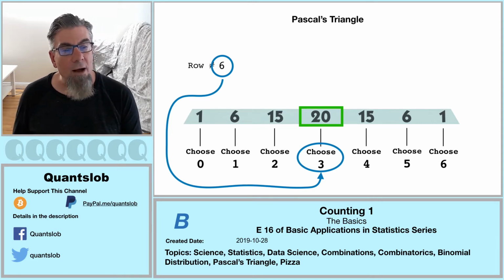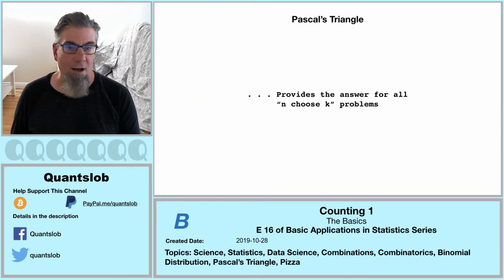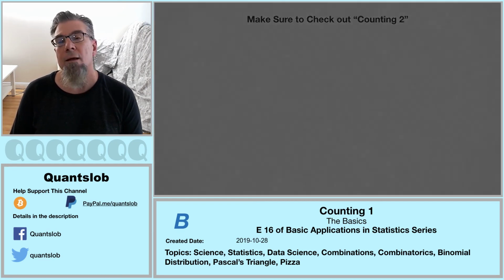Pascal's triangle provides the answer to how many 3-topping pizzas can be made from 6 available toppings, and how many 2-topping pizzas can be made from 5 available toppings, and so on and so on. And of course, it doesn't just work for pizzas, but a vast variety of problems involving combinations. And there's a more direct way to solve these sorts of problems, and we're going to pick this up in counting 2.